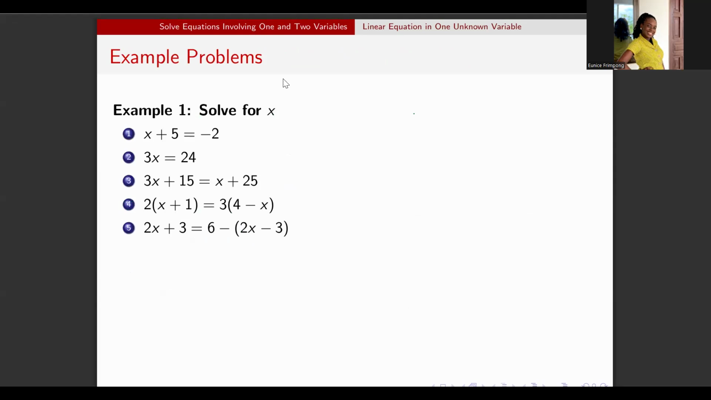These are 5 examples we can try. Question 1. The main question is saying solve for x. So in each of these algebraic expressions, we will solve for x. So question 1, x plus 5 equals minus 2. I'm solving this question.